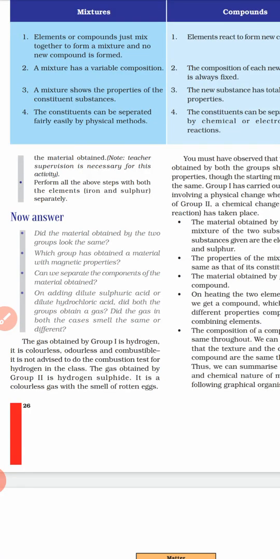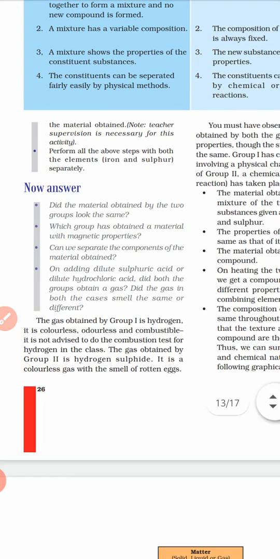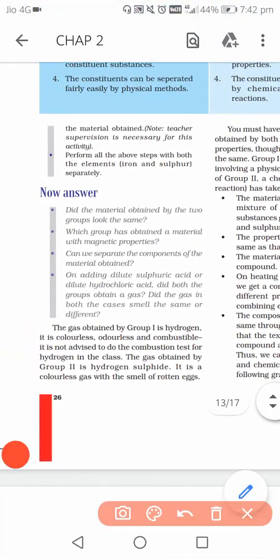The gas obtained by group 1 is hydrogen. So what they have added now to both groups is either hydrochloric acid or sulfuric acid, anyone. If you use either, then from group 1 hydrogen gas will come out, which is a colorless, odorless gas, and it is combustible, meaning it catches fire.